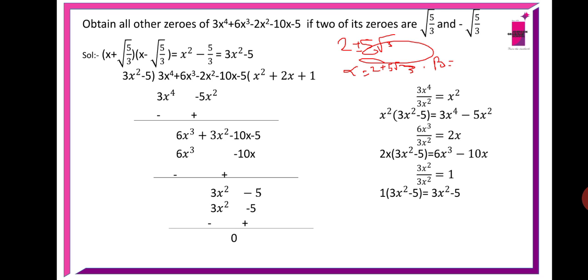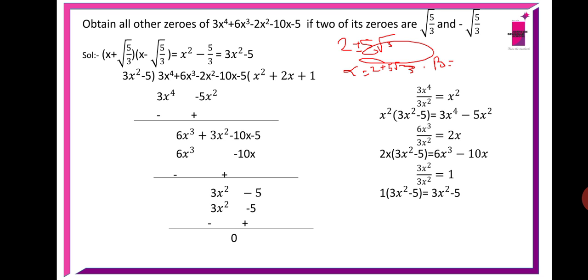A small example I can take with numerals. For example, 2 and 3 are factors of 12. If I multiply 2 into 3, 6 is also a factor of 12. Okay, I repeat: if 2 and 3 are factors of 12, then 2 into 3 is a factor of 12.